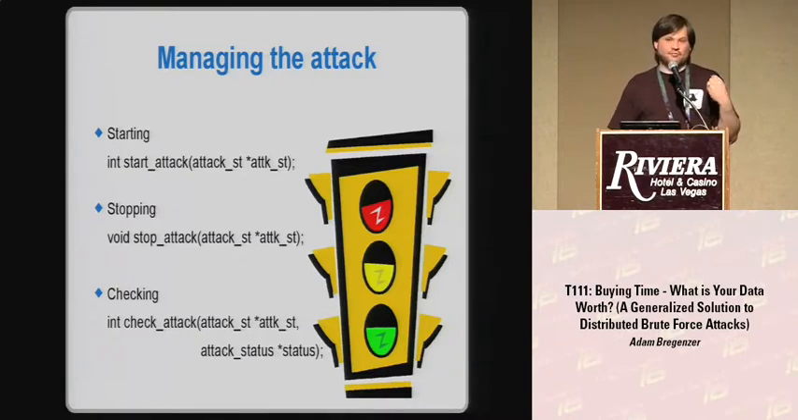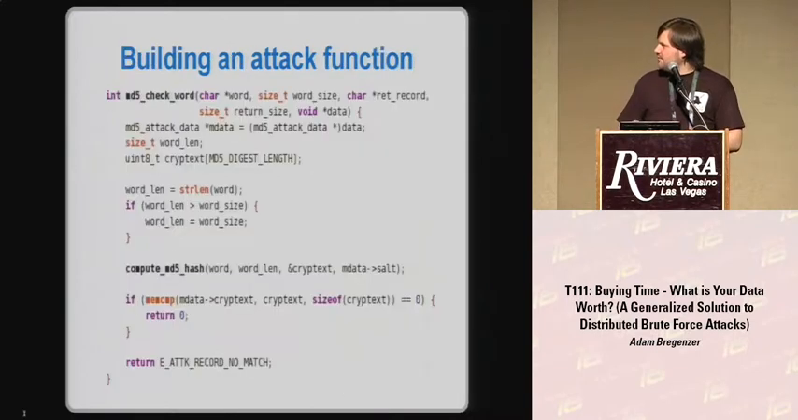Checking will just return the current status of the attack, the number of records that it's tried so far, and the total number of records. This function is obviously only going to return the attack running on the current system or in the current environment. So on a distributed attack, this is something that has to be aggregated and is what's handled by Medusa.